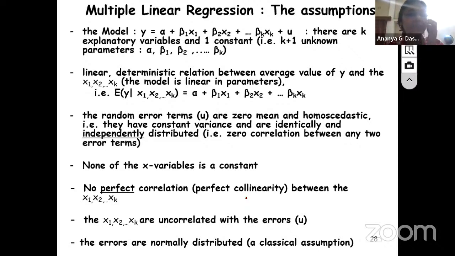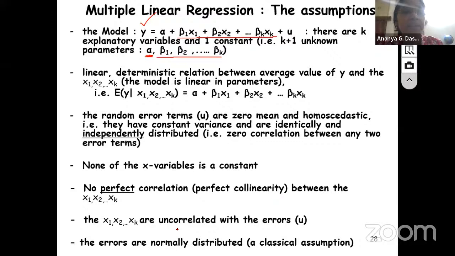So finally we're here. I'm talking about the multiple linear regression model. I'll start with the assumptions and of course the basic difference. The basic difference between your two variable model and the multiple regression model is that in the multiple regression model, you have one dependent variable, but more than one explanatory variable. In particular, there are k explanatory variables, beta 1 to beta k, and one constant term. So you have k plus 1 unknown parameters.